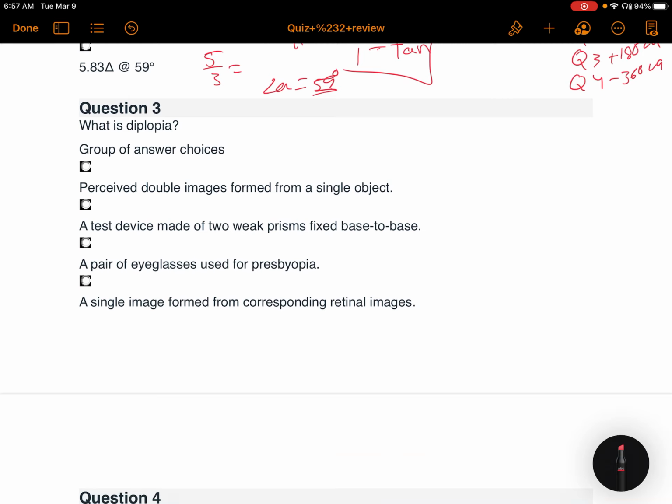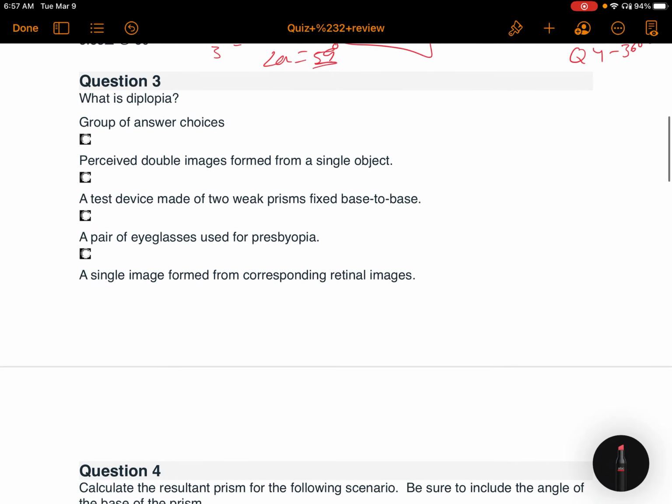Question 3, what is diplopia? We would have learned this from our terms and definitions sheet. Diplopia is a perceived double image from a single object.